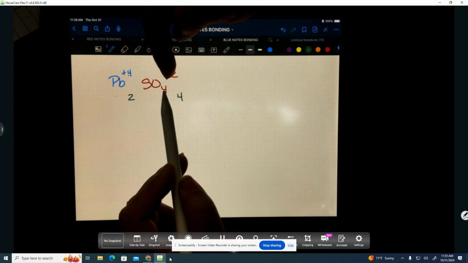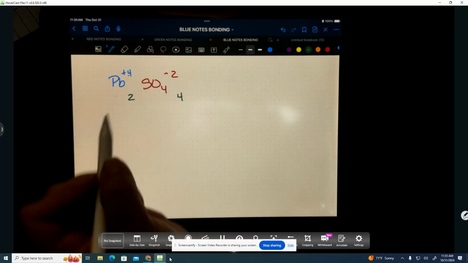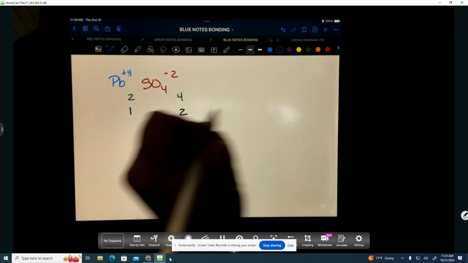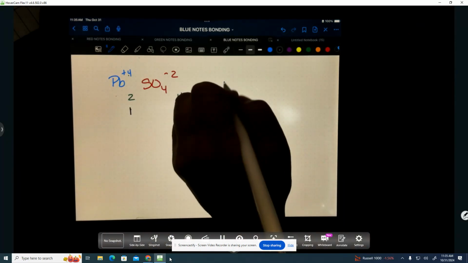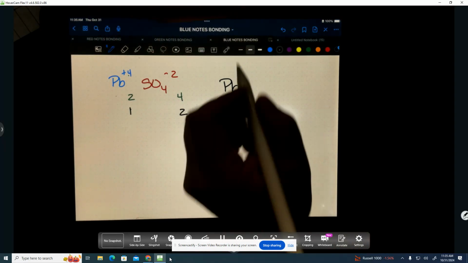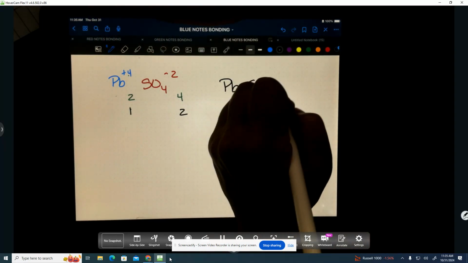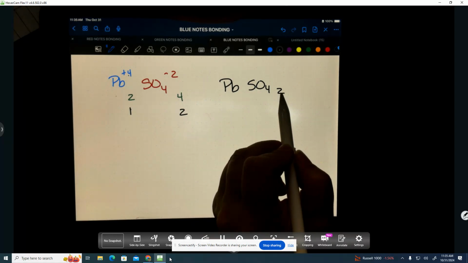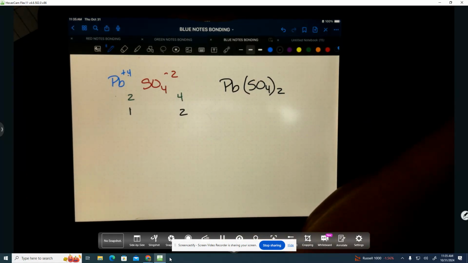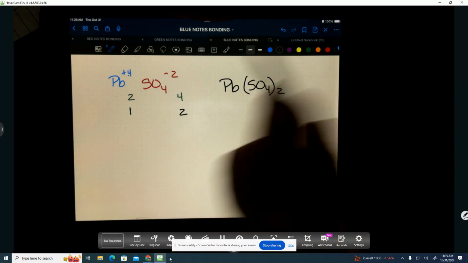Don't touch this one. That belongs to the polyatomic ion. Now, this 2 and this 4 get reduced to a 1 to a 2. So it ends up with a formula that looks like this: Pb1, I'm not going to write the 1 in, SO4 2. Well, because there's 2 SO4s, I have to put that in parentheses, because there's multiple of this SO4.